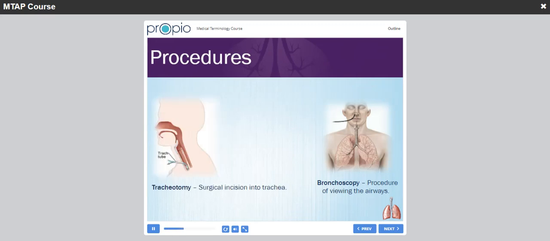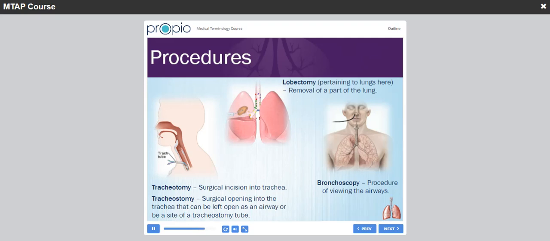Rhinoplasty is a surgical procedure done on the nose to change the appearance and improve breathing. Tonsillectomy, the removal of the tonsils. Thoracentesis, it's a procedure to remove fluid or air from around the lungs.